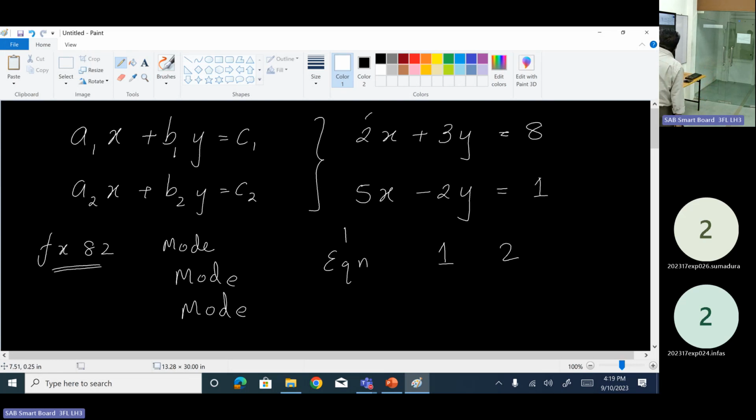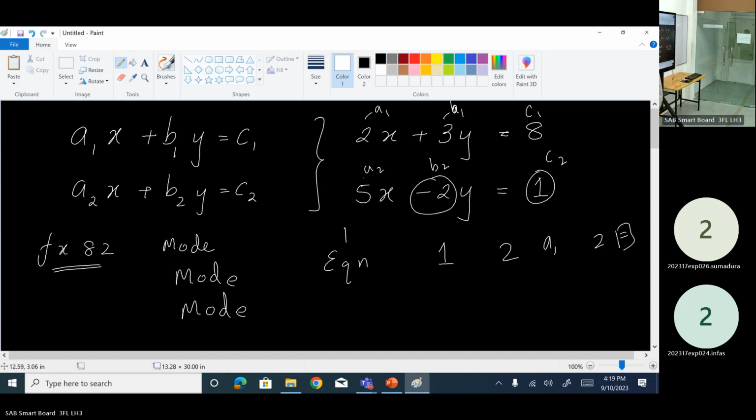So now what? This is our A1. This is our B1. This is our C1. This is our A2. Now when there is a minus sign, you take it with the sign. So this is our B2. And this is our C2. So now it is asking for A1. Give the value. 2 equal. Then it will ask for B1. Give 3 equal. Then it will ask for C1. Give 8 equal. Then it will ask for A2. So give 5 equal. Then it will ask for B2.